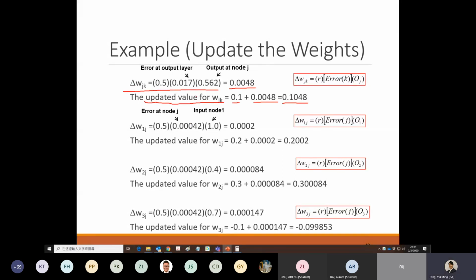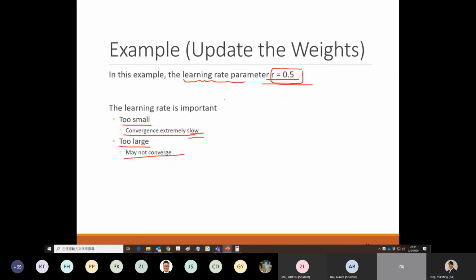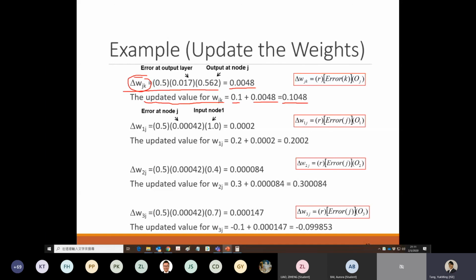First of all, we update WJK. Okay. We'll update WIK later on. After you update WJK, you also need to update this one, and this one. Okay. After you update WJK to 0.1048, similarly, we update W1J, W2J, and W3J.